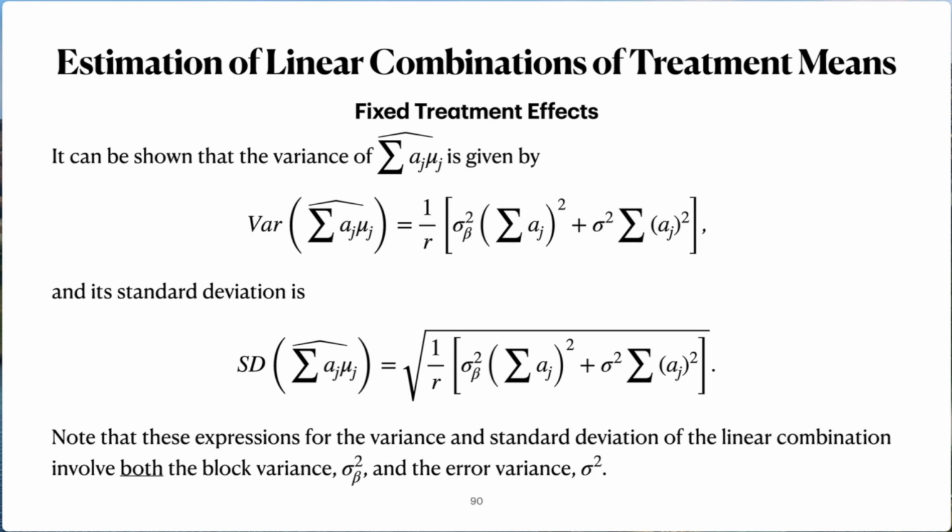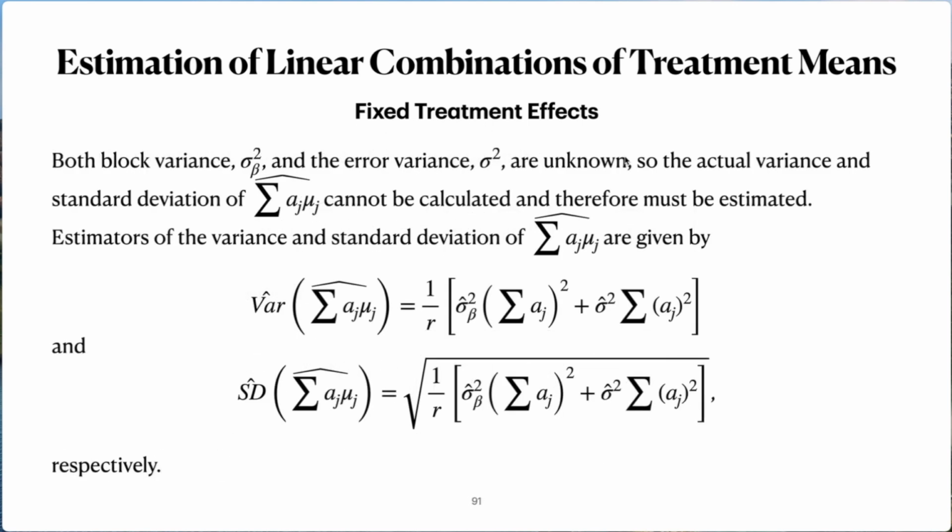But in the situation where we're not looking at a contrast, where the sum of those a sub j's is not equal to 0, then the variance component of the block term does participate in the variance and the standard deviation for the estimate of our linear combination. Now, the block variance, sigma squared sub beta, and the error variance, sigma squared, are unknown, and so the actual variance and the actual standard deviation of our point estimate for the linear combination cannot be calculated.